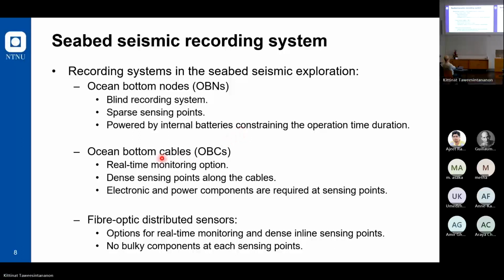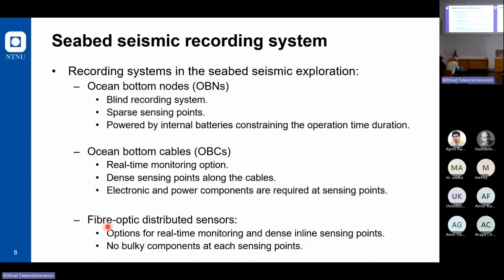Another system that people normally use is the ocean bottom cable, or OBC. This can do real-time monitoring because there is a cable connecting each seismic receiver to the recorder. So you have the option for real-time monitoring, and it has dense sensing points along the cable. But the drawback is that electronic and power components are required at the sensing points.